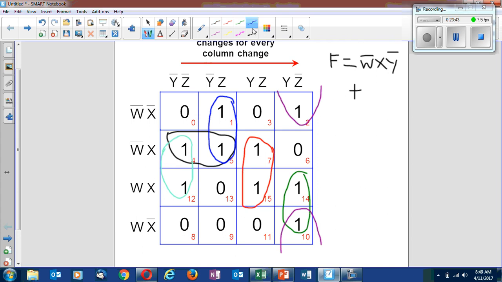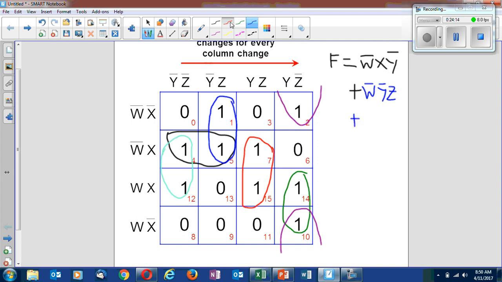And now let's take a look at the blue group over here. Now, over on this side, you can see the vertical coordinate is always the same, not Y, Z. But the horizontal one, we have not W in both cases. And then we have X and not X. So X and not X cancels out. So this one is going to be not W, not Y, Z.